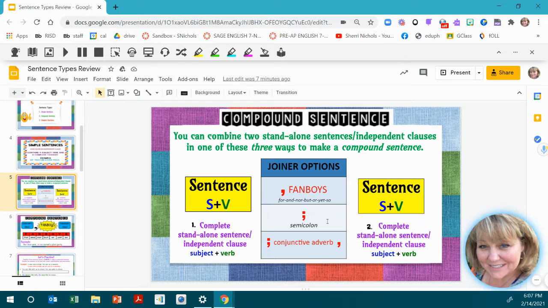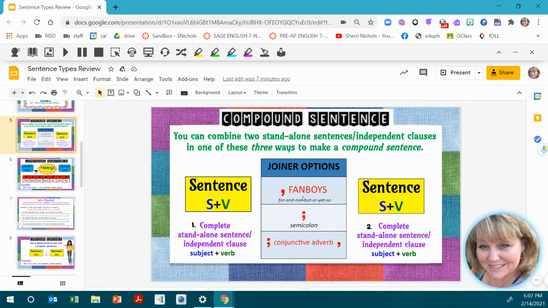What you can never do is join two independent clauses with just a comma, and that is how they often show it in writing. That is your clue. If you're joining two independent clauses with a comma alone, it is incorrect. It will always be wrong. You have to have a comma and a FANBOY, or a semicolon, or a semicolon, conjunctive adverb, comma.